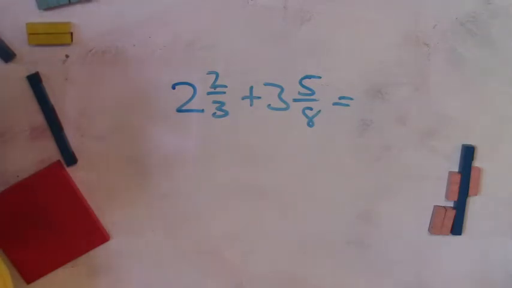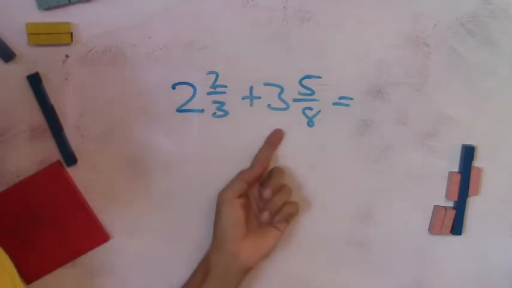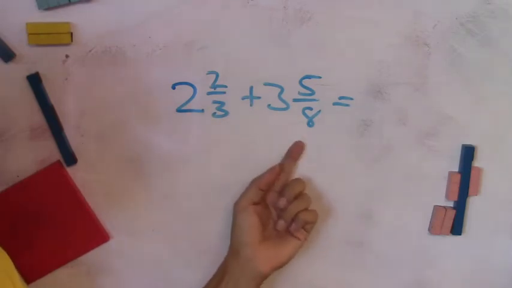All right, so anyway, add them up. Which way are you going to do it? Because we can do it two ways, right? We can do it where I add the 2 plus the 3, and then I add the 2/3 plus the 5/8.